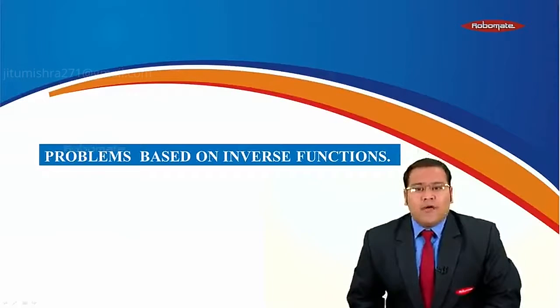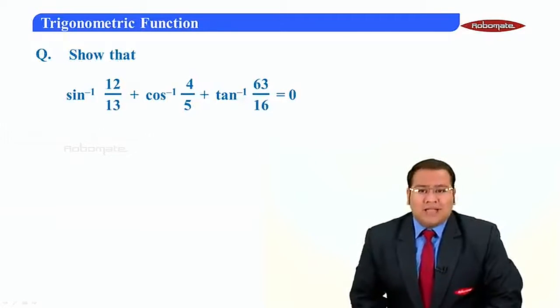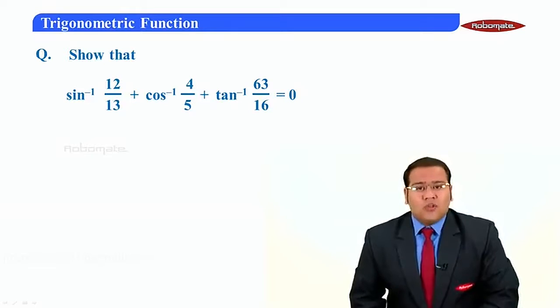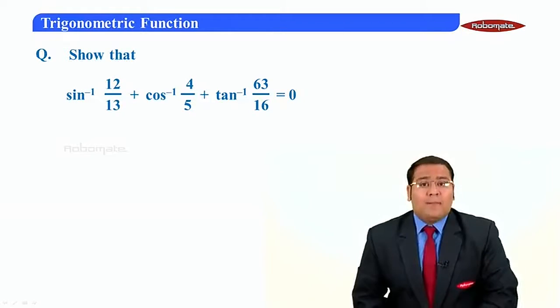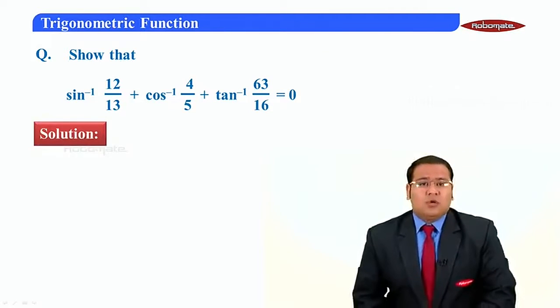In this module, we are going to do a very important problem. What does the problem say? Show that sine inverse of 12 by 13 plus cos inverse of 4 by 5 plus tan inverse of 63 by 16 is equal to 0.